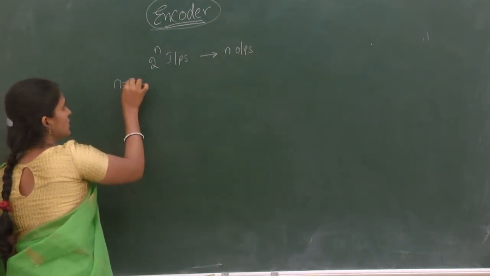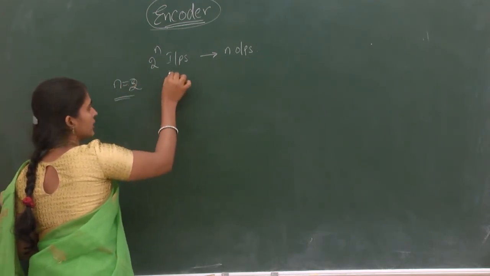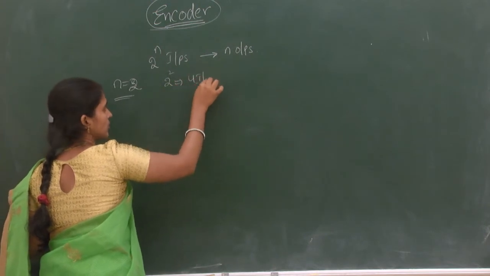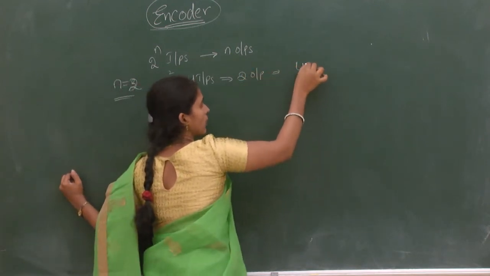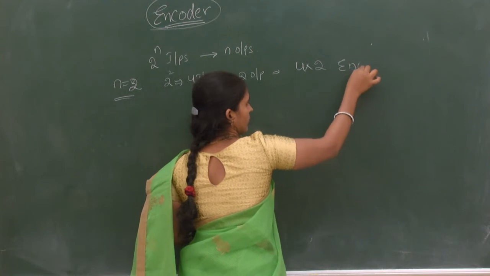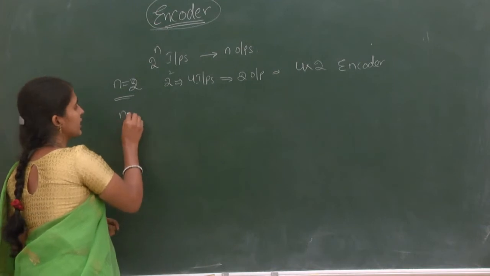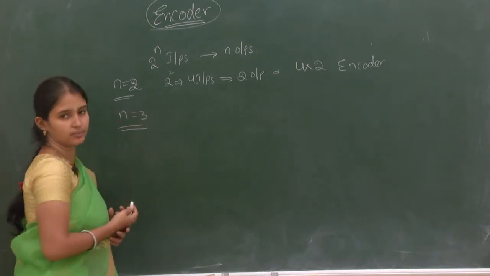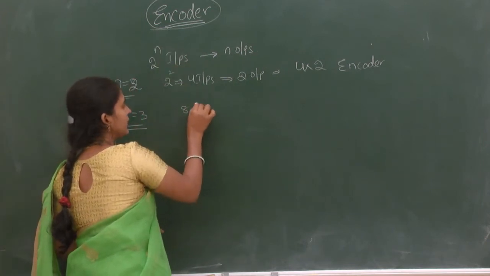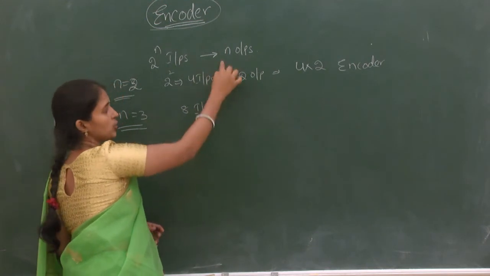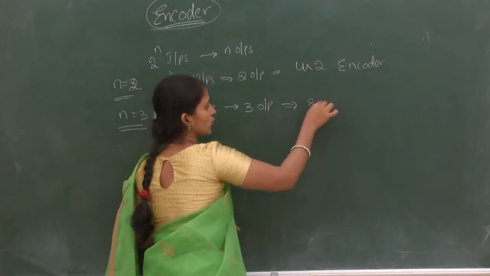Suppose n is equivalent to 2, you will have 2 squared, that is 4 inputs and 2 outputs. So it is called a 4 by 2 encoder. Let us assume that n is equivalent to 3. How many inputs will it have? 2 power 3, that is 8 inputs. And how many outputs will it provide? 3 outputs. So it is called an 8 by 3 encoder.